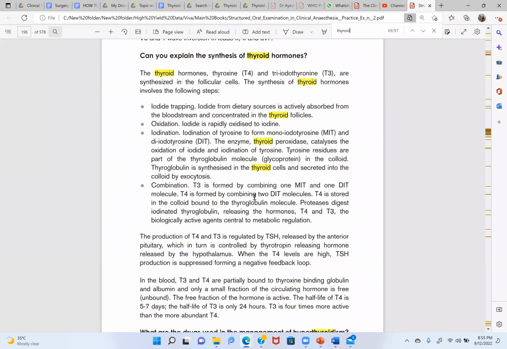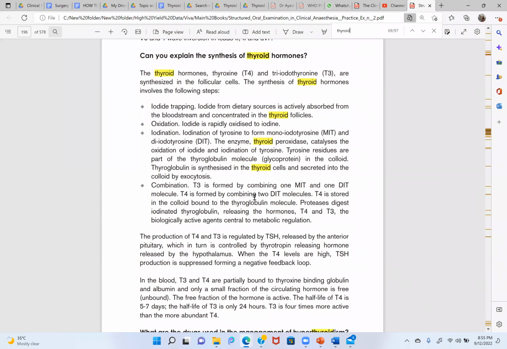Okay, so first of all is the dietary iodide trapping. Then it's the oxidation, as you told. Iodide is oxidized to iodine, and then iodination of the tyrosine gives monoiodotyrosine and diiodotyrosine. If two diiodotyrosine combine, they become T4, and if one mono and one di combine, it becomes T3. So the T4 is stored in colloid bound to the thyroglobulin molecule.